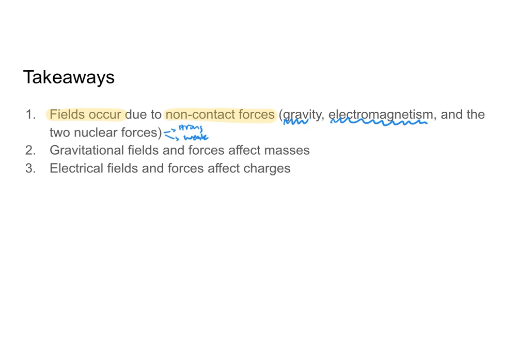So gravitational fields and forces affect only objects with mass, and electrical fields and forces only affect objects that are charged. So if I put a massless object like a photon into a gravitational field, it theoretically, in this classical model of our forces, will not feel that force. We actually know now in modern physics that photons do bend around gravitational fields, but for the sake of this class, we're not going to be worrying about that.